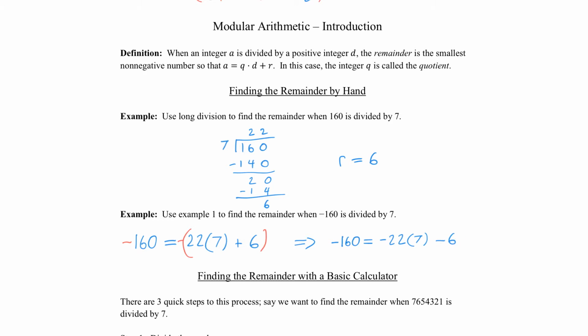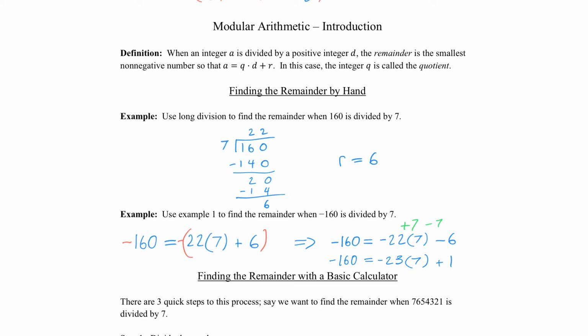So what we can do is add 7 and subtract 7 to what we've written here. So 7 added in and 7 subtracted. So what we can get as a result is -160 is the same as 1 less 7, so -23 sevens, and then 7 minus 6 is 1. So our remainder in this case is 1.